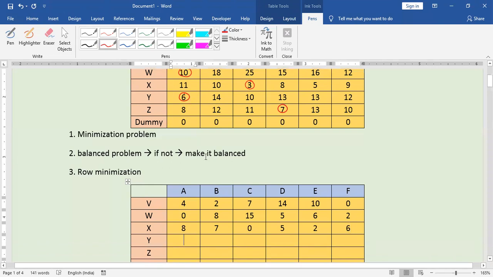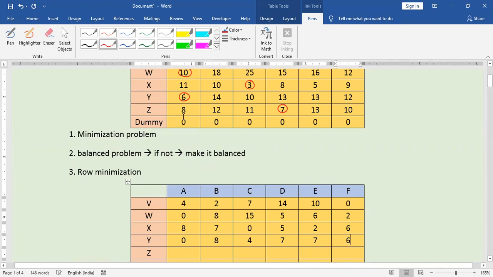So 6 minus 6 is 0. 14 minus 6 is 8. 10 minus 6 is 4. And 13 minus 6 is 7. And 13 minus 6 again, 7. And 12 minus 6 is 6.